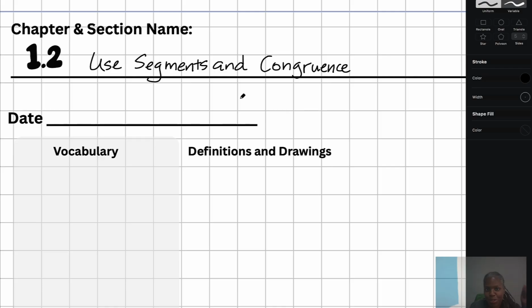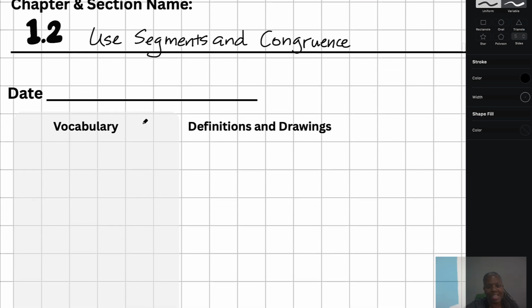Write down the title, turn to your packet where you have this information, and we're going to look at 1.2. We're going to use segments and congruence. If there's a word here like congruence, you don't know what it means, listen up. We already know what segments are. Write down today's date, whatever the date is where you're taking these notes. And remember, neatness is important.